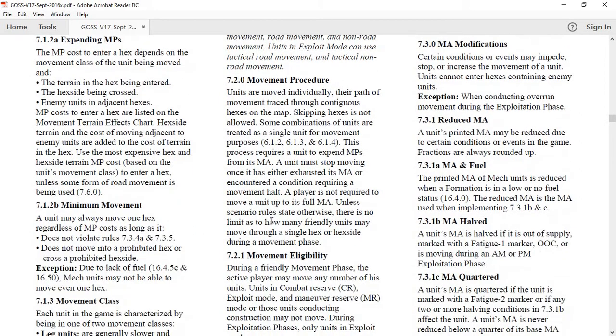Movement procedure. Units are moved individually. Their path of movement is traced through contiguous hexes on the map. Skipping hexes is not allowed. Some combinations of units are treated as a single unit for movement purposes. This process requires a unit to expend MPs from its MA. A unit must stop moving once it has either exhausted its MA or encountered a condition requiring a movement halt. A player is not required to move a unit up to its full MA. Unless scenario rules state otherwise, there is no limit as to how many friendly units may move through a single hex or hex side during a movement phase.